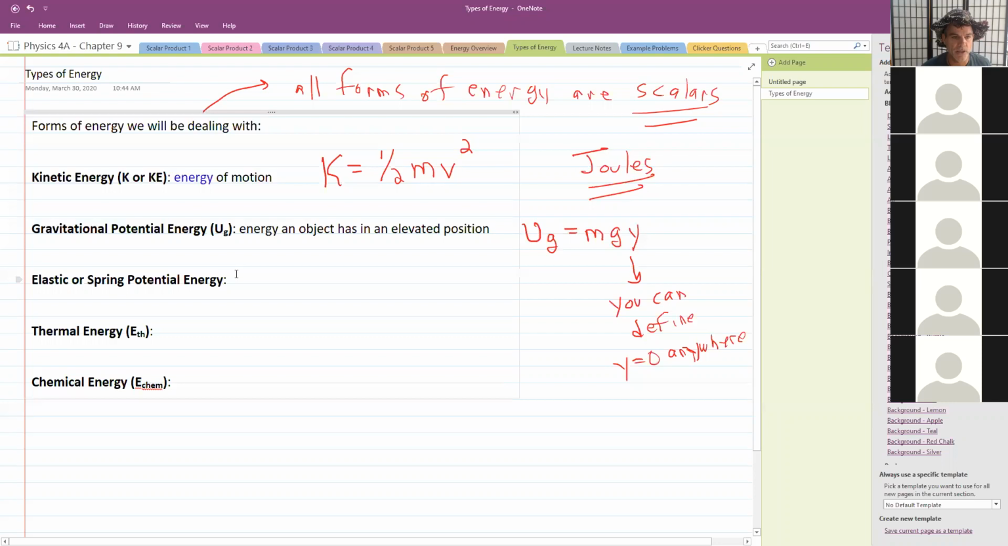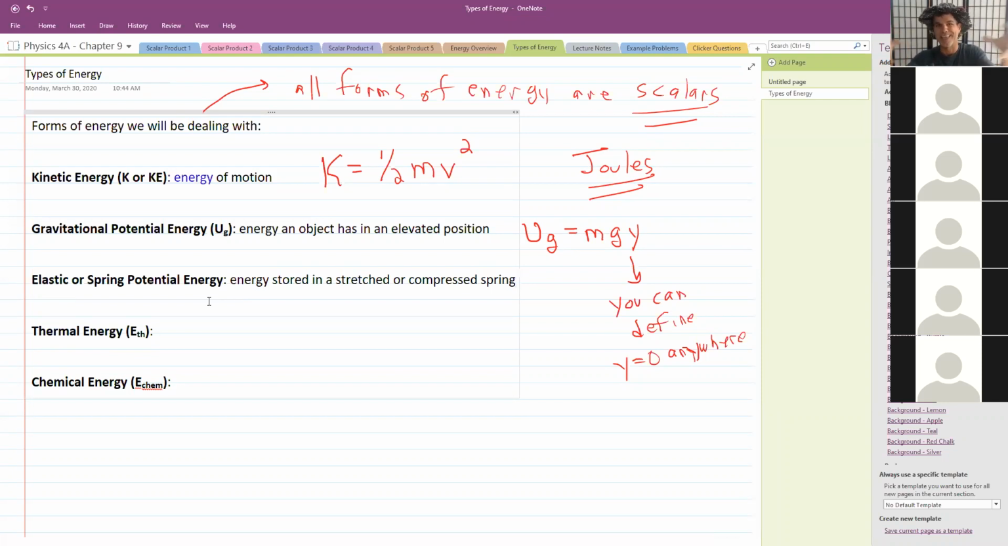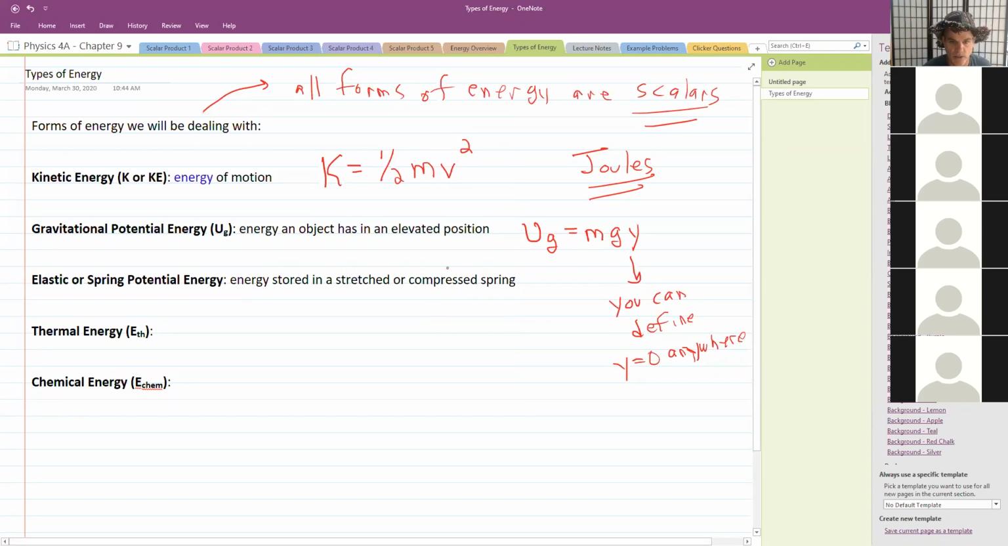Elastic or spring potential energy. This is energy stored in a stretched or compressed spring. If I have a spring or a rubber band or something like that and I stretch it, there's a certain amount of energy associated in that elastic being stretched or compressed. The equation for elastic potential energy, we use SP for spring, and it equals 1/2 k x squared.